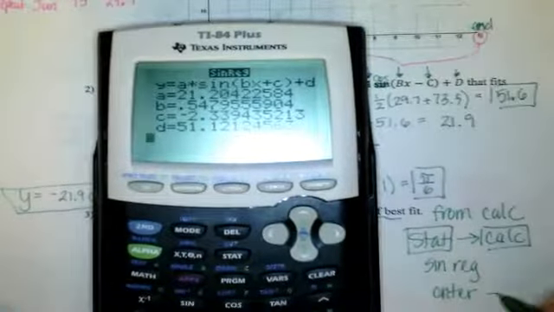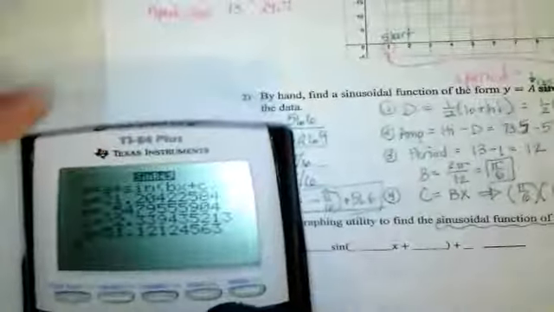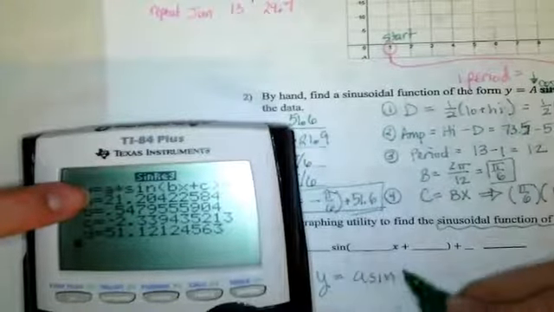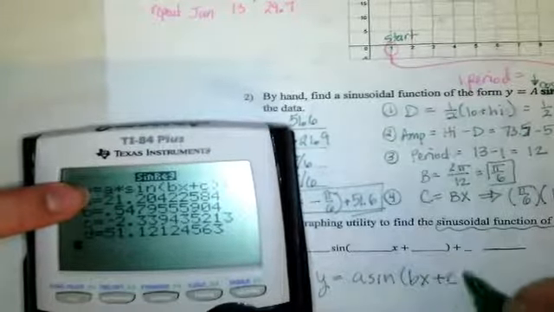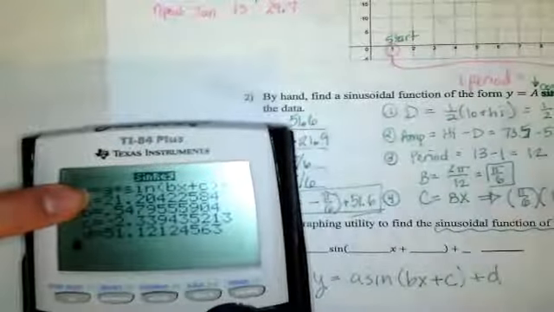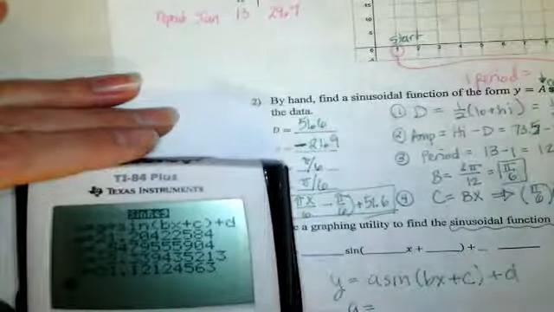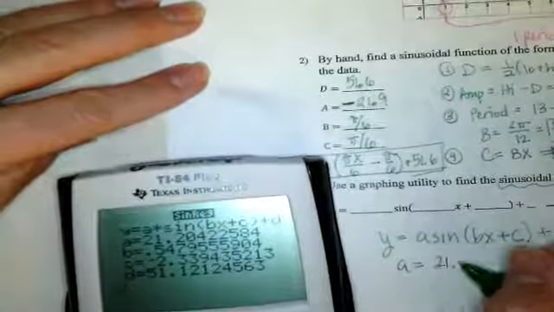All right, enter through the menu, and you can see their model is different than ours. Pay attention to the models. It's a sine of bx plus c plus d. So you have to understand the model when you plug in your numbers. And so they give us 2 decimal places. Look at the model your calculator gives you. You can round to 2 decimal places.